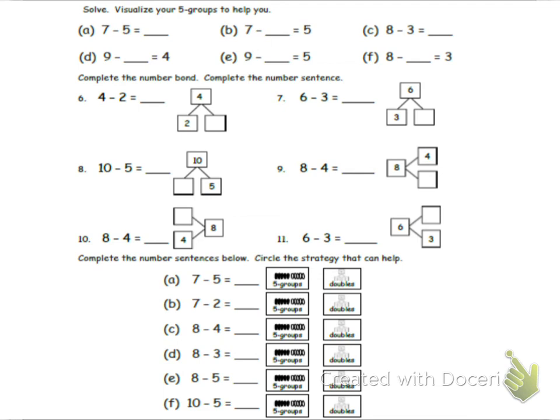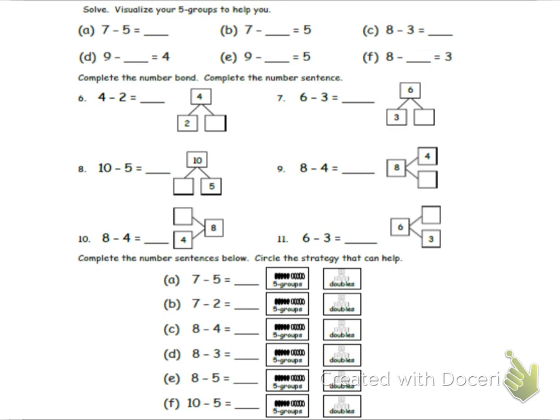Okay? Then these with the number bonds. You have to write the answer in the number sentence. Then you have to write the answer in the number bond. Now these, all you have to do is write the answer, and then you're going to circle which strategy you used. Did you draw a picture to figure it out, or did you know it was a double?